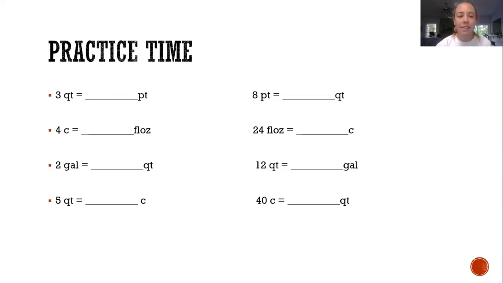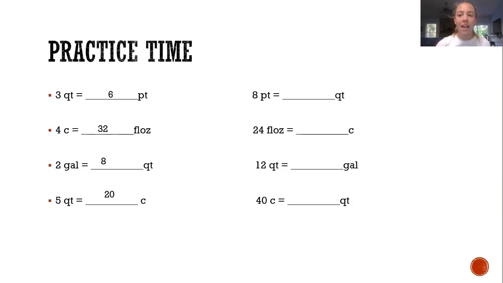So if we were going to practice this, we would have 3 quarts and we're trying to go to pints. I know there are 2 pints in a quart, so I do 3 times 2 is 6. If we are going from 4 cups to fluid ounces, I know there are 8 fluid ounces in a cup, so I do 4 times 8 equals 32. I have 2 gallons and I'm going to quarts. I know there's 4 quarts in a gallon, so I do 4 times 2 is 8. There are 5 quarts. I'm making cups. I know there are 4 cups in a quart, so 5 times 4 is 20.